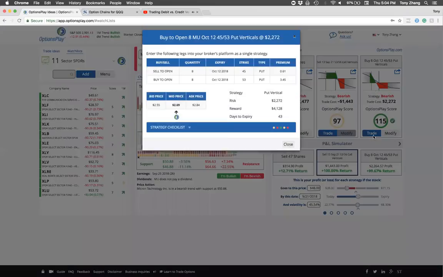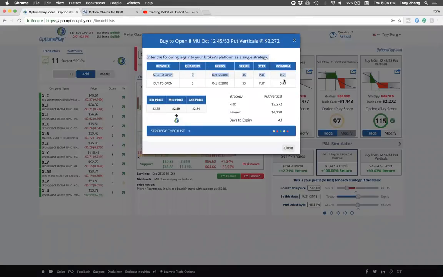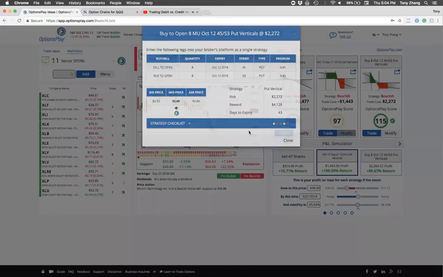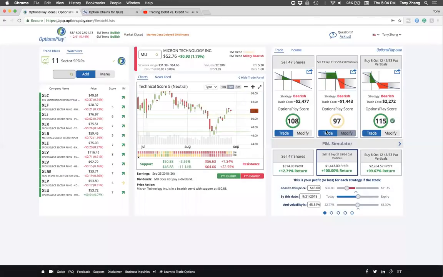And once you're ready to place that trade, here is how you enter the strategy into your broker's platform. Just hitting that trade button will bring up all the details that you need to enter that into your trading platform. So with that, I'm going to open this up for Q&A.